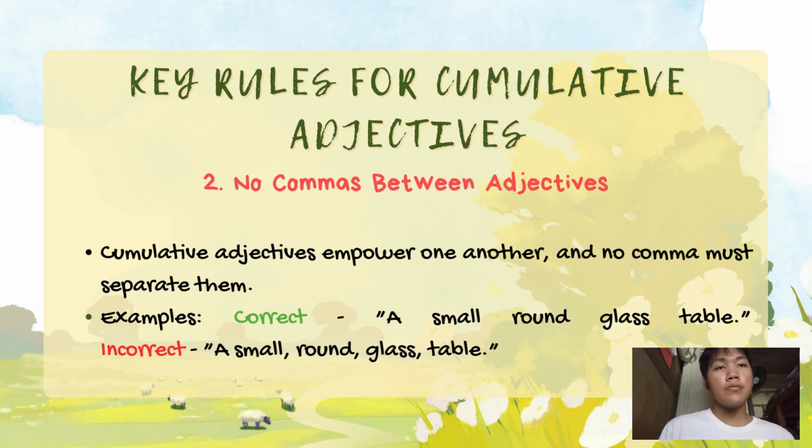So for our second rule, no commas between adjectives. So in cumulative adjectives, we know that the adjectives empower and function together as a single unit to modify a single noun. So no comma must be used to separate them. So using a comma would also imply that we are using a coordinate adjectives instead of cumulative. So for our correct example, a small round glass table. So for our incorrect example, a small, round, glass table.